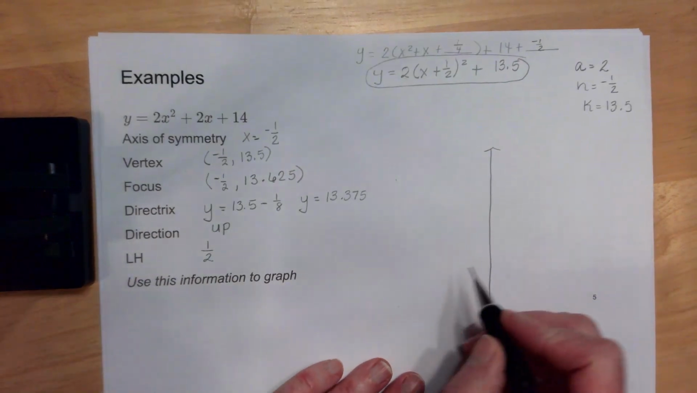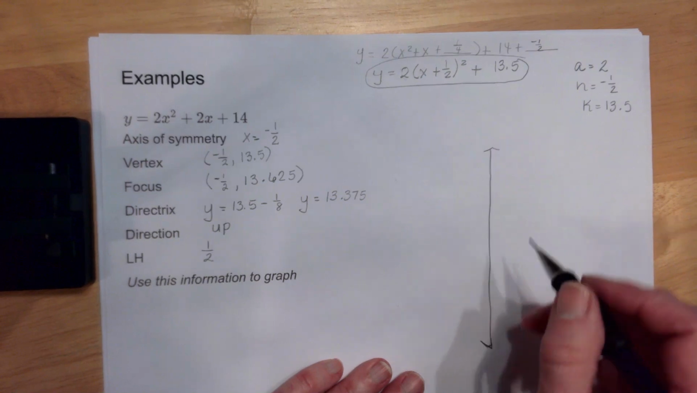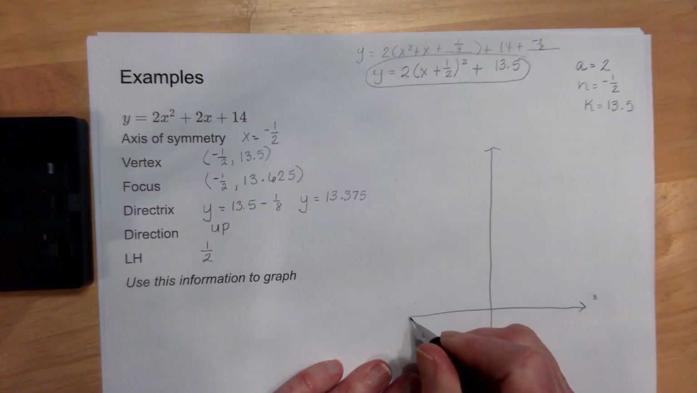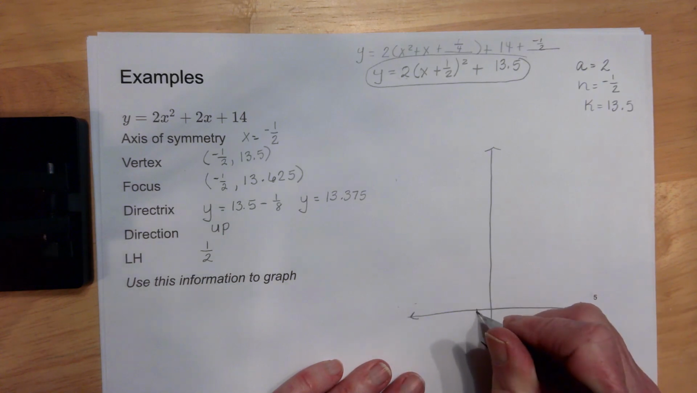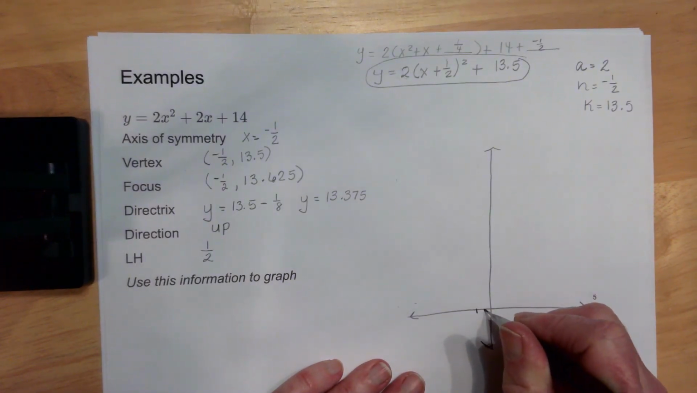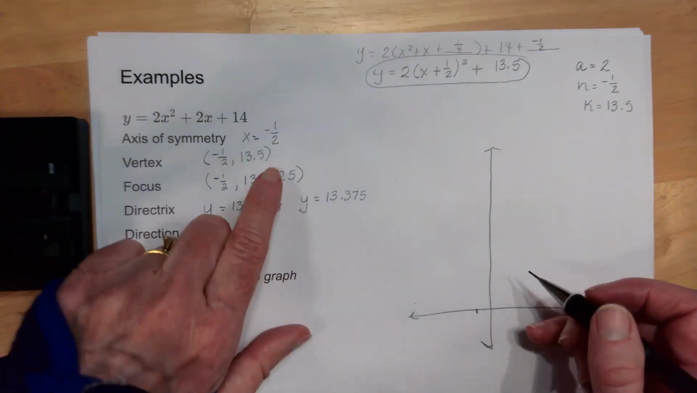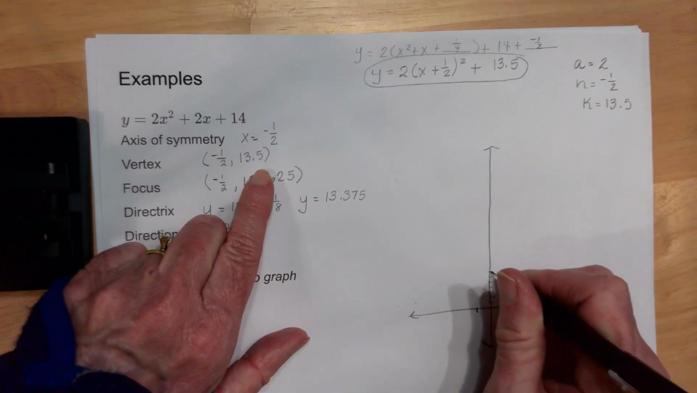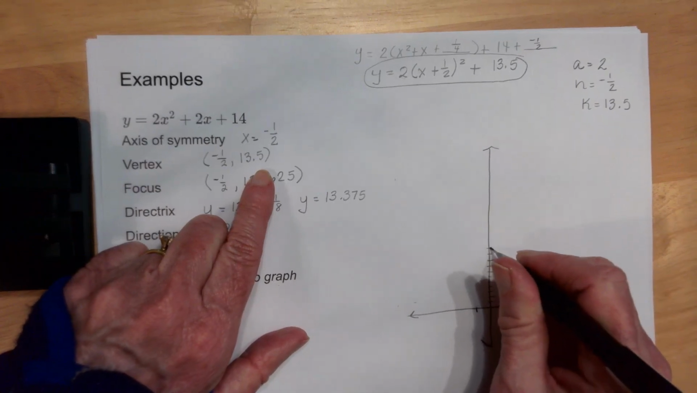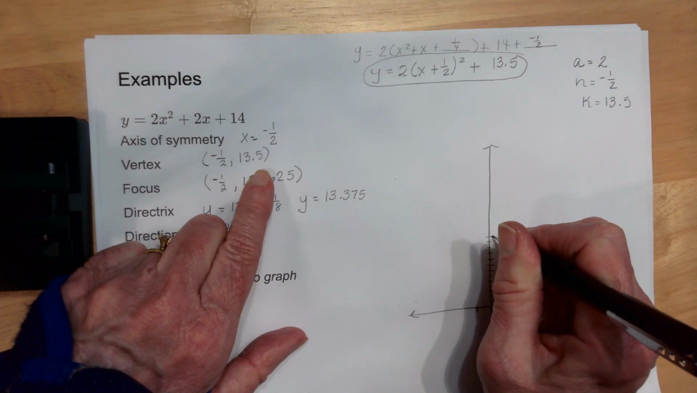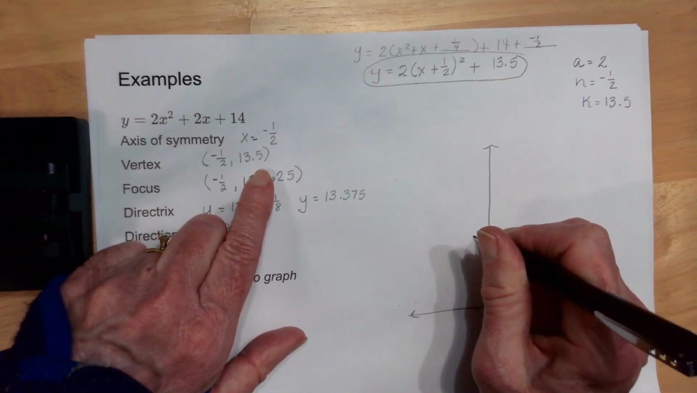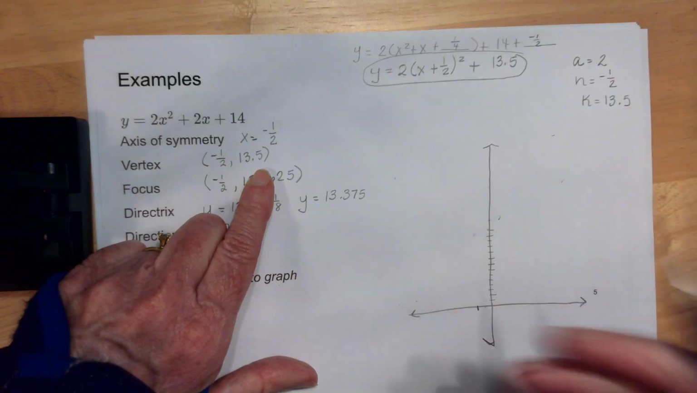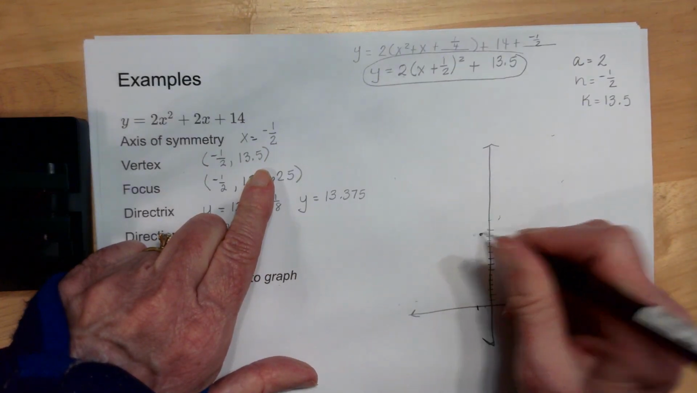So we're going to come over here to the side. I'm going to cheat this way a little bit because I'm not going to have much room on that. So I'm going to go over 1/2, so halfway here, and I'm going to go up 13.5. 1, 2, 3, 4, 5, 6, 7, 8, 9, 10, 11, 12, 13, 14. So right about there. Oh, actually, I think it's closer here. Okay, so there's my vertex.